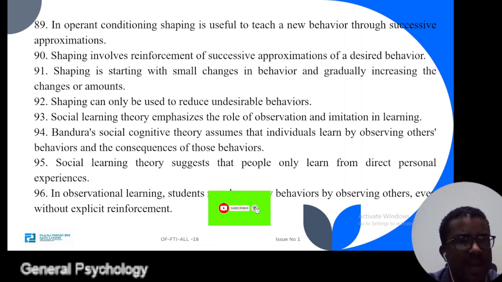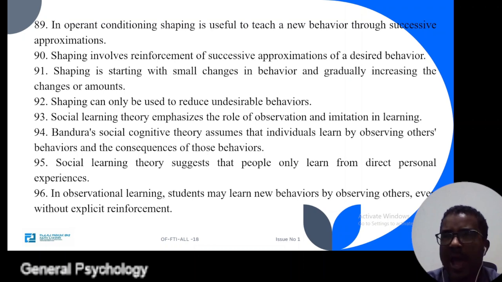Question 90. Shaping involves reinforcement of successive approximation of a desirable behavior. Question number 91. Shaping is starting with small changes in behavior and gradually increasing the changes or amounts. Question number 92. Shaping can only be used to reduce undesirable behaviors.